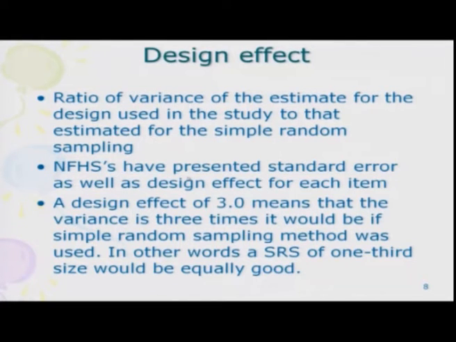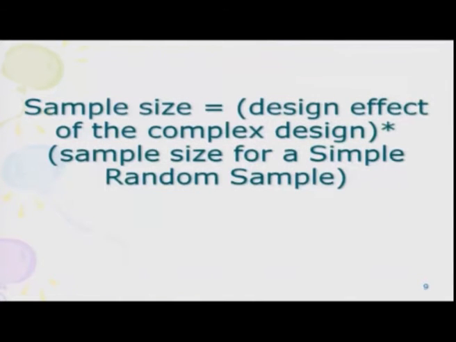NFHS, various rounds of NFHS have presented standard error as well as design effect for each item. A design effect of 3.0 means that the variance of the design used by you is 3 times what it would be if the simple random sampling method was used. In other words, an SRS of 1/3 size would be equally good, meaning a simple random sample of size 1/3 of what you are doing is equally good.